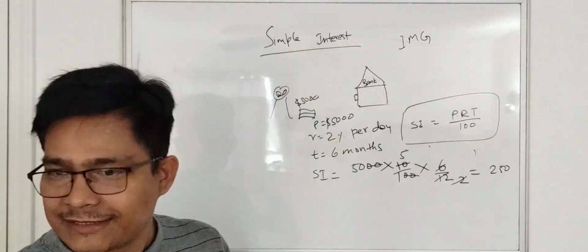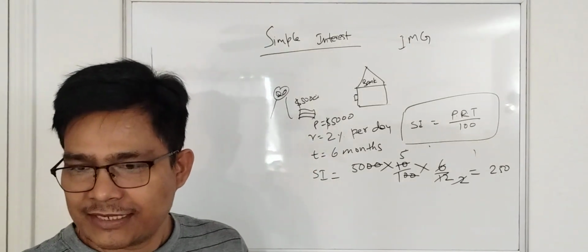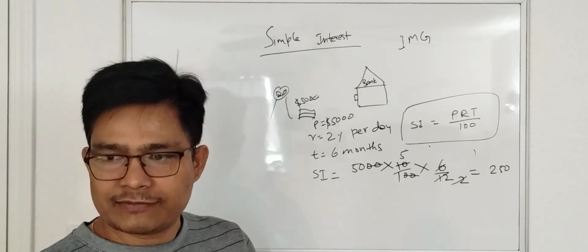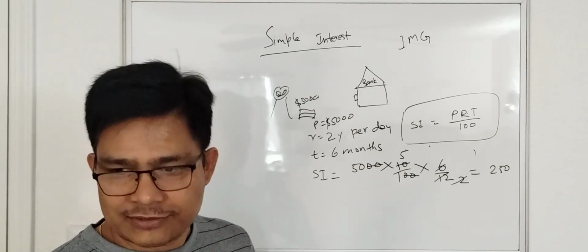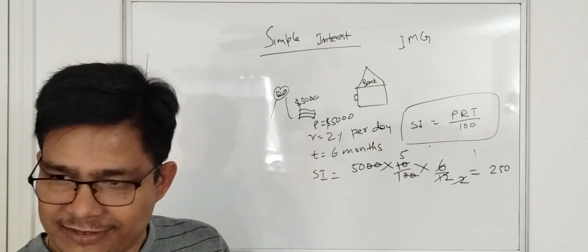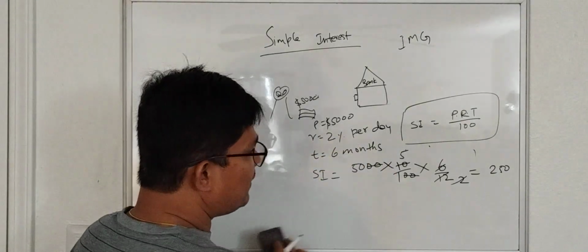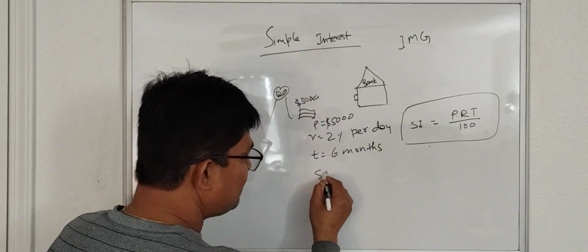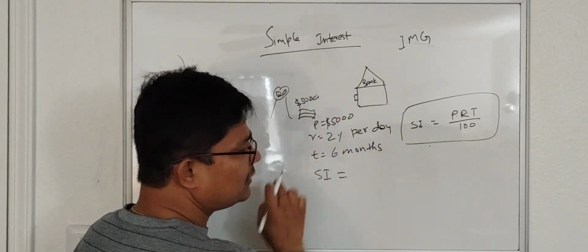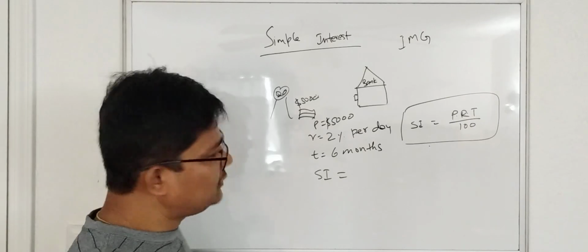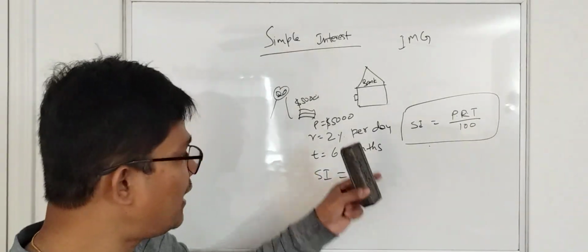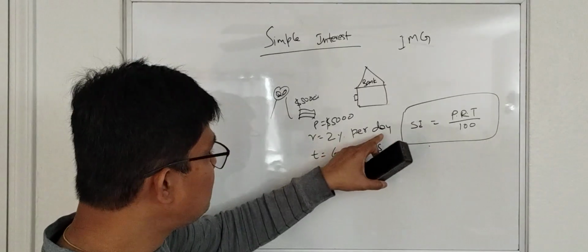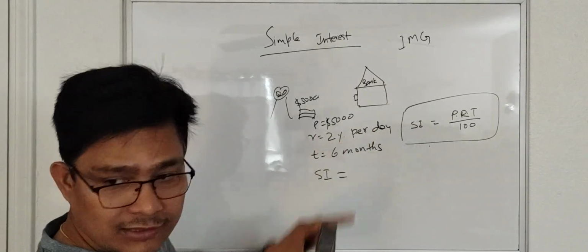So what is the interest in 6 months? Okay, assuming each month has 30 days. We are not going to count 31, 29 days or 28 days or those things. Just imagine 30 days per month. So in that case, what you have to do? Again, the same thing. Remember the unit, these two, R and T should have the similar unit. It's per day, so you have to convert it into day, or you can convert this into the per month.